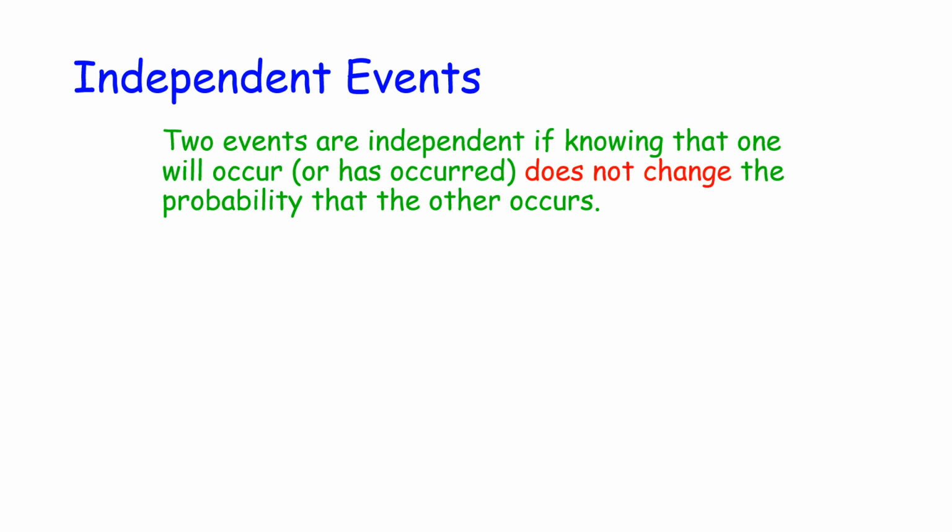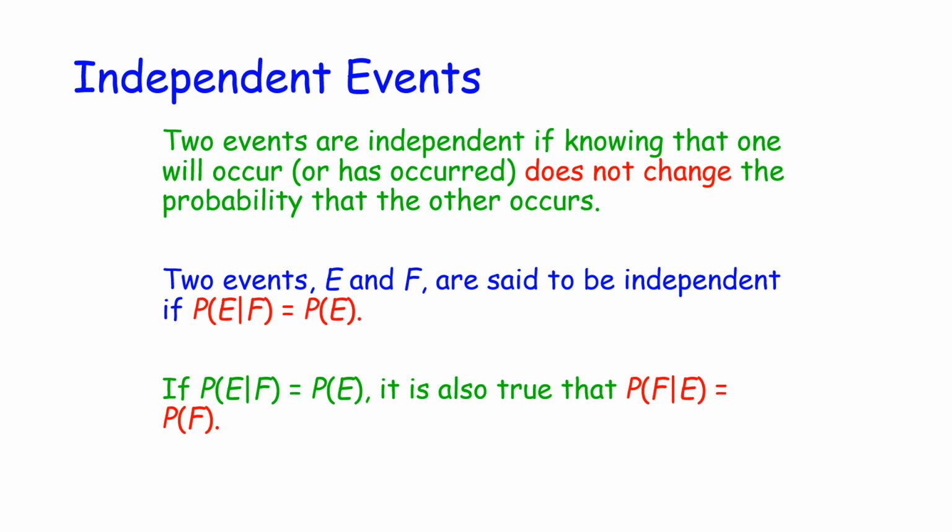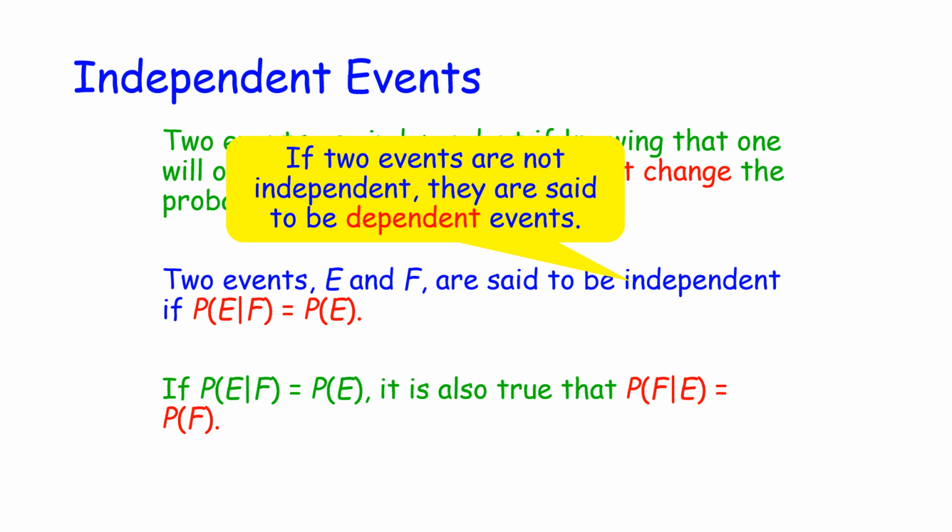Independent events are two events where knowing that one will occur or has occurred does not change the probability that the other event will occur. So two events, E and F, are said to be independent if the probability of E given F equals the probability of E. Now, if the probability of E given F is the probability of E, then it is also true that the probability of F given E will equal the probability of F. If two events are not independent, they are said to be dependent events.